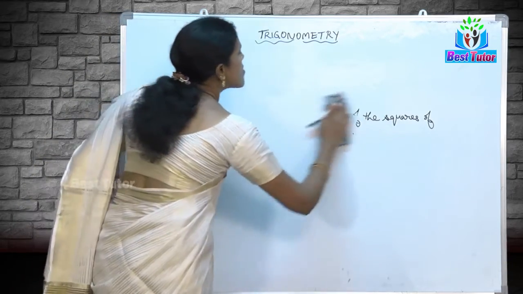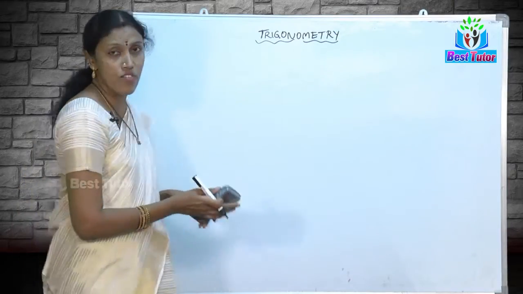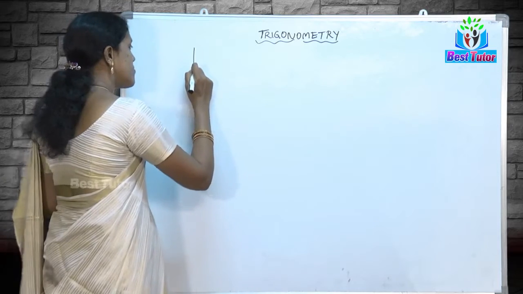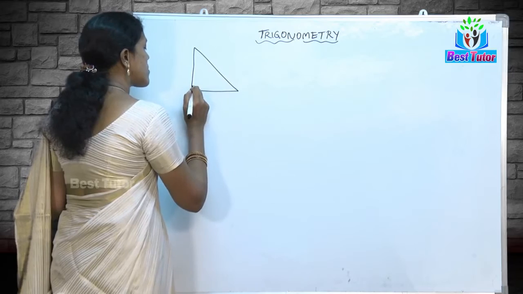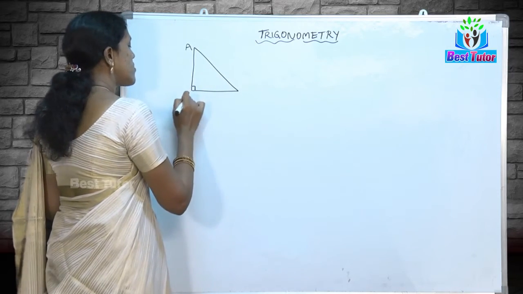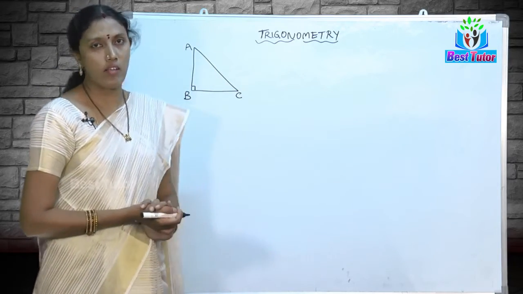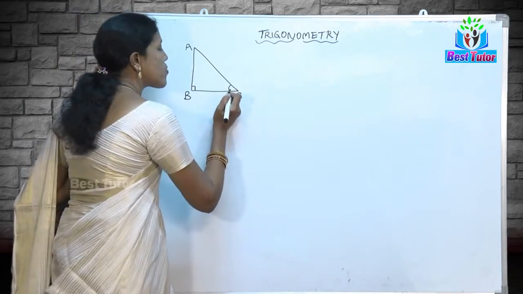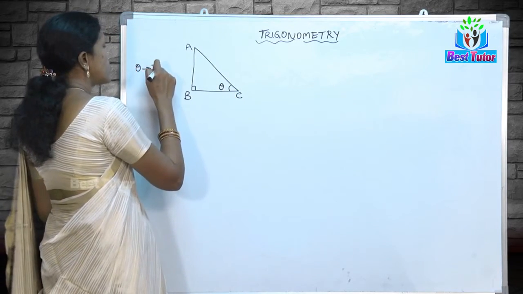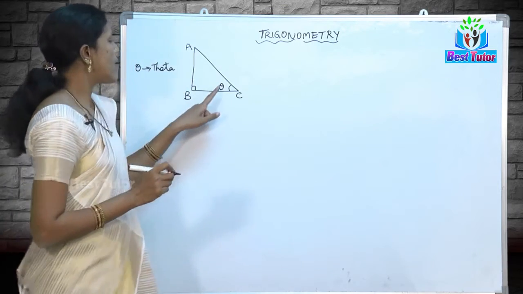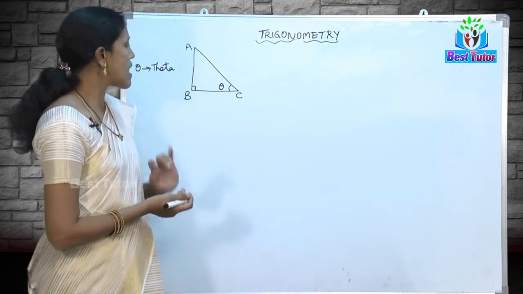Just now we have understood that trigonometry deals with right angled triangles. This is 90 degrees. A, B, C. Now I am going to consider any one of the remaining two acute angles. An angle can be represented by using a Greek letter called theta. This is a Greek letter called theta. I have considered this angle ACB as theta. Now this is the angle under consideration.